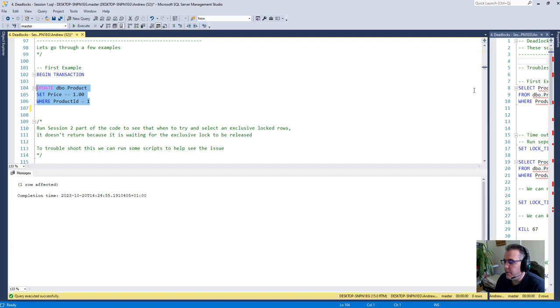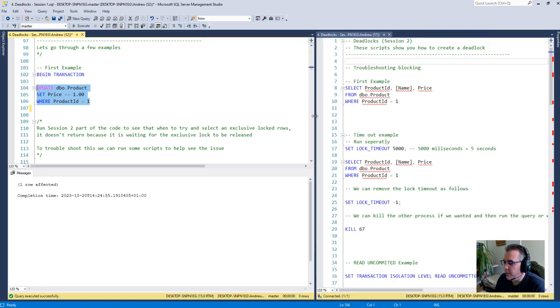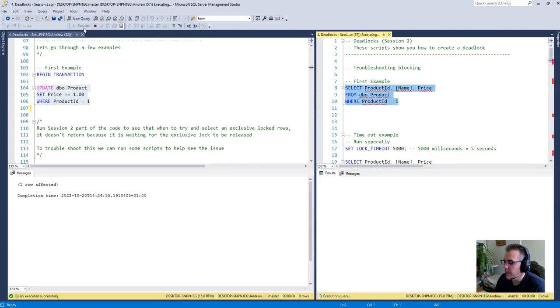we've changed it, so now we need to use this other window over here. This is our second session. If we scroll to the top, it says run session 2 part of the code. So session 2 is this one, I believe, first example. Yeah, so we run this.